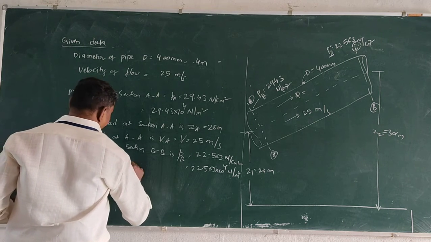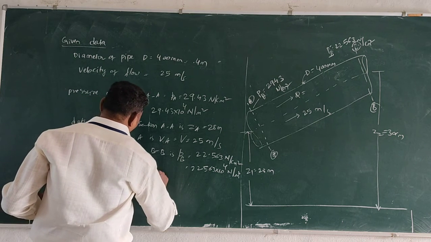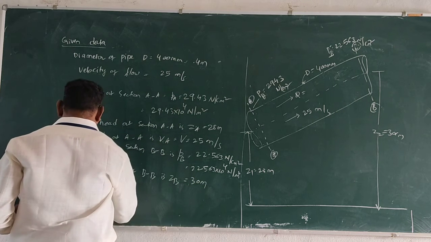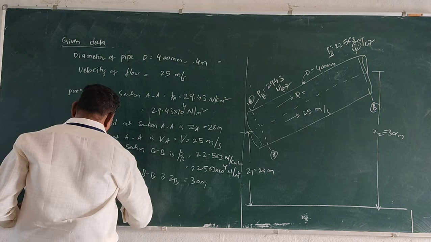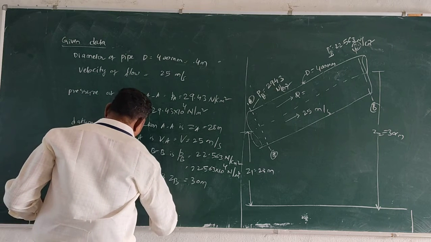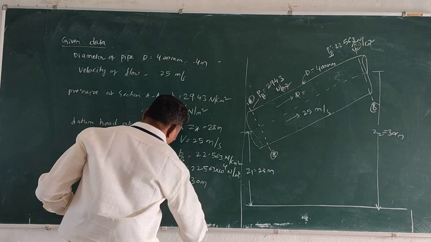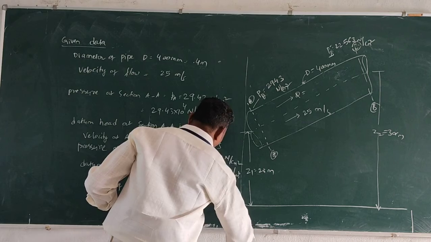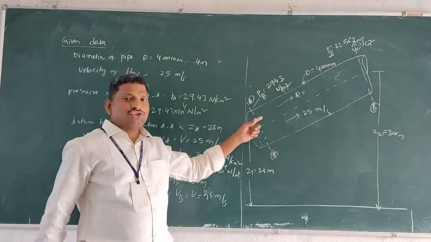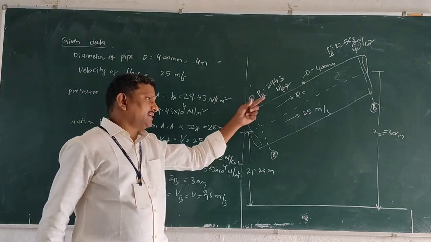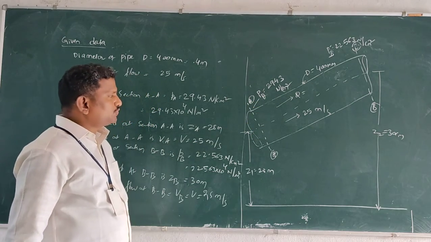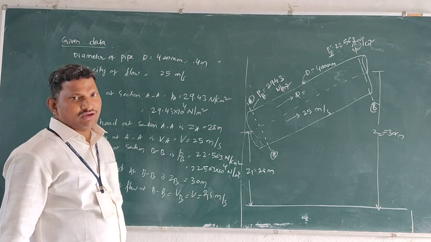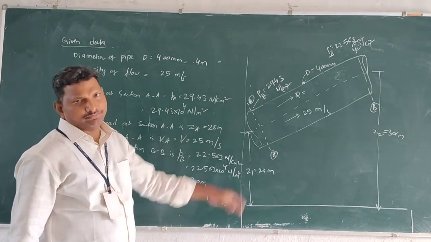Datum head at B is ZB, equal to 30 meters. Velocity of flow at B is V, equal to 25 meters per second. At section 1, velocity is 25 meters per second. At section 2 or section 3, velocity is 25 meters per second. There is no change in velocity because the diameter is uniform.